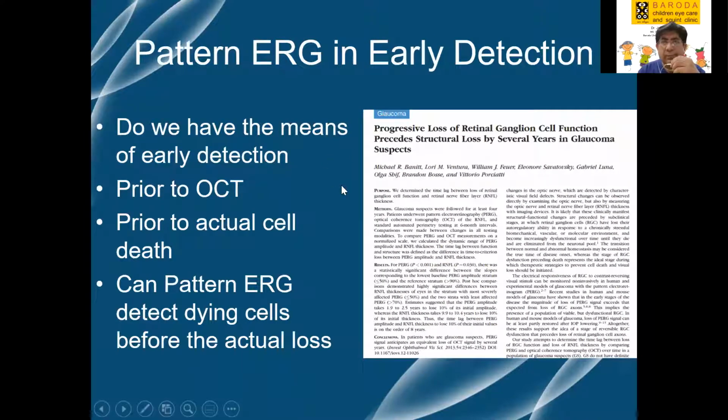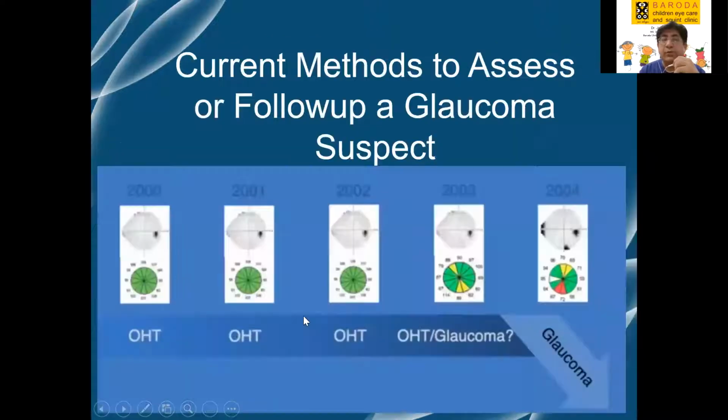So this is another paper where they have discussed that pattern ERG can be helpful in early detection, much earlier than the actual structural loss. The question which this study raises is whether we can actually do it prior to OCT or not, and if at all we can do it before OCT, whether it is reliable enough or not. The whole question is whether we can diagnose with the help of pattern ERG, whether it can detect the dying cells much before the actual loss.